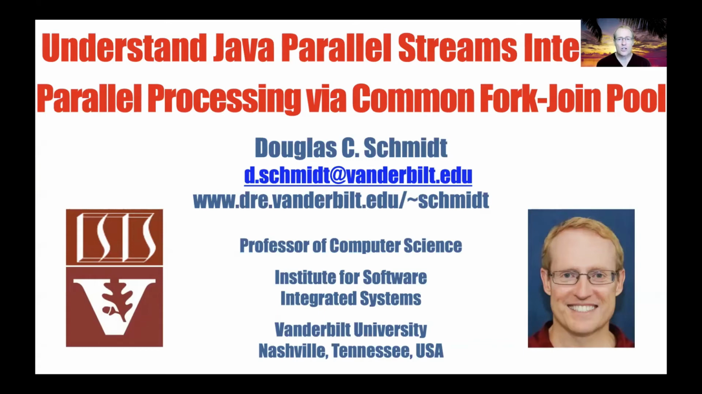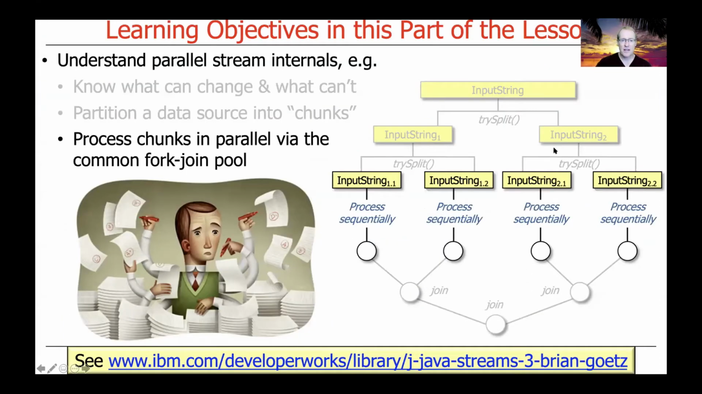So we're now going to start talking about how Java Parallel Streams uses the common fork join pool in order to actually implement parallel processing. And this discussion is also described at some length in the article at the bottom of the page.